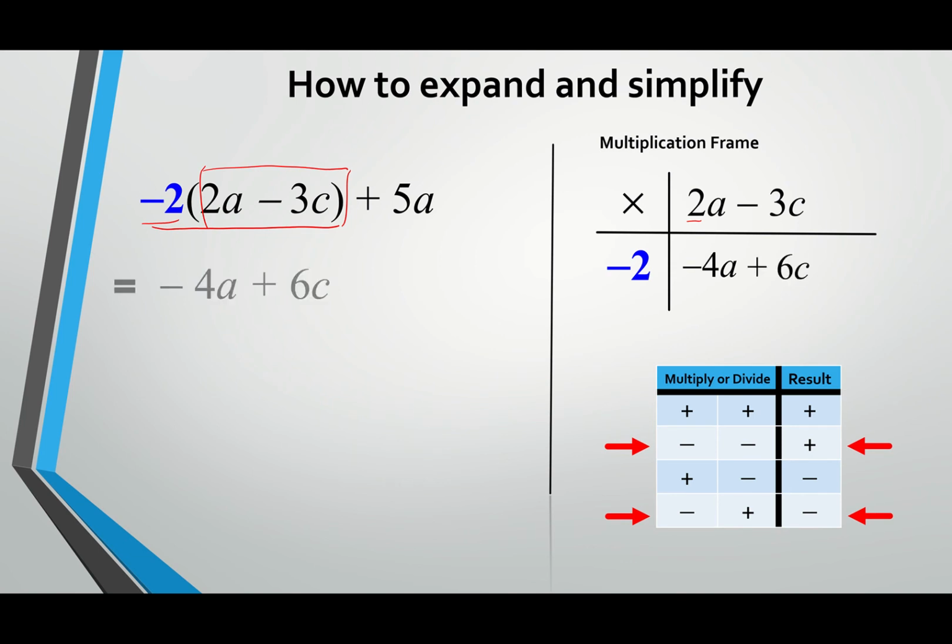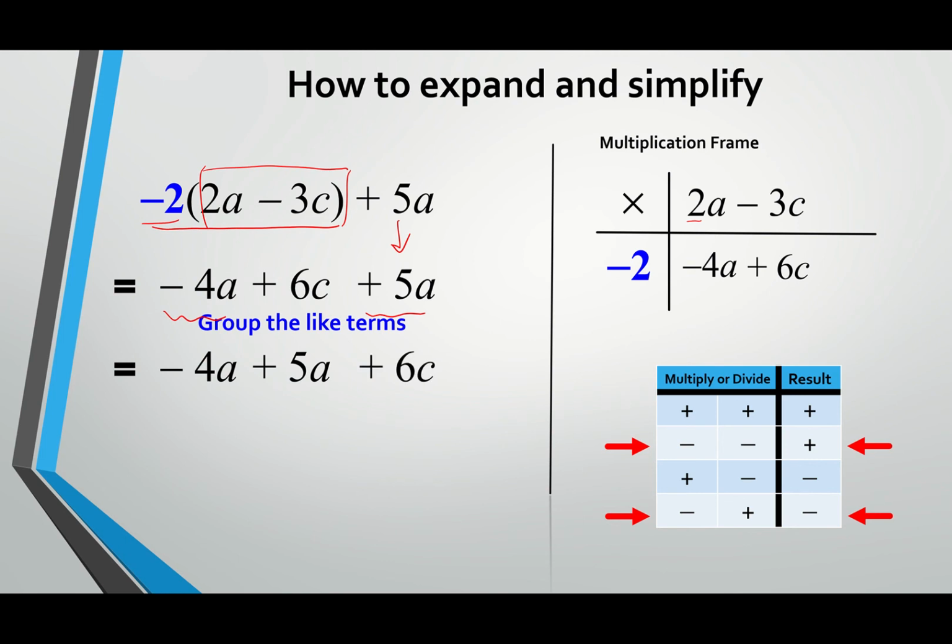So we're going to put it down as a result of this expansion. But do not forget the 5a. You inherit it from the previous line, so you bring it down. Now we see which are the like terms. We have negative 4a plus 5a. They are like terms. So what do we do? We group the like terms. Negative 4a plus 5a. Then what do we do with the plus 6c? We put it on its own.